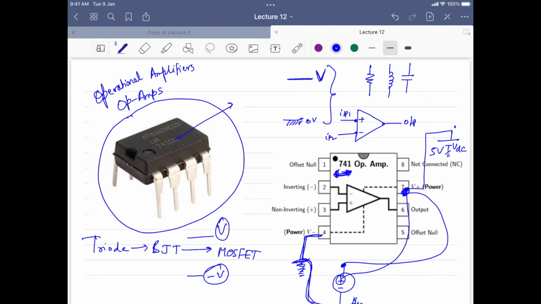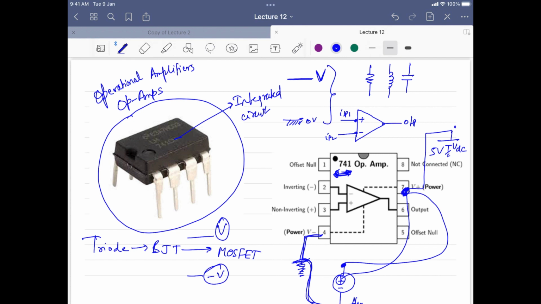Yeah, 741 means 7 functional pins: 4 pins capable of taking input, 1 output pin. Good. Oh, so I didn't know that. It's good, it has functional meaning added to the name. That is my knowledge also. Okay.